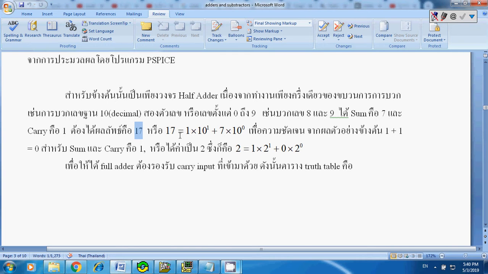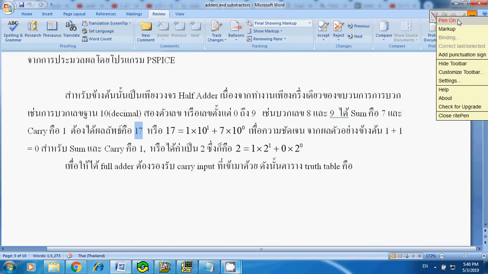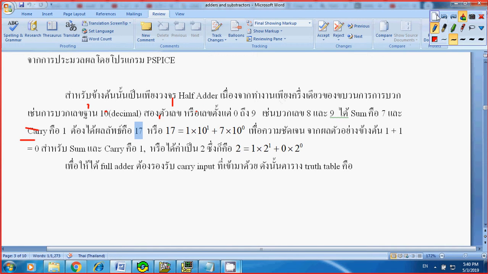And 17 just comes from 1 multiplied by 10 to the power of 1, plus 7 multiplied by 10 to the power of 0. And 7 comes from the output sum, and 1 is simply the output carry. Okay, you have an idea about this one. So when you add two numbers together, you have 17, and that means your 1 or carry is there in front of 7.